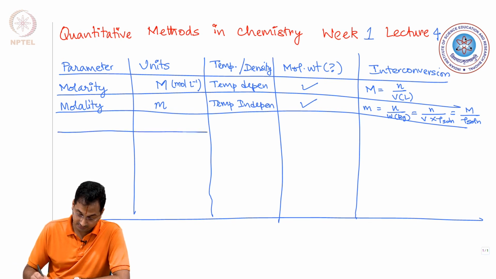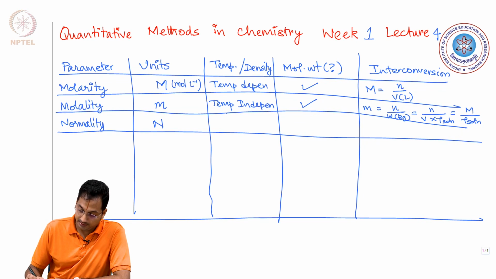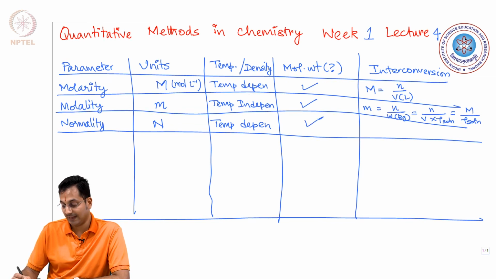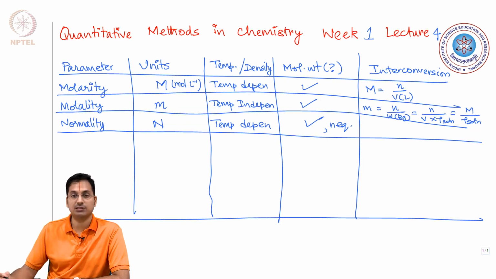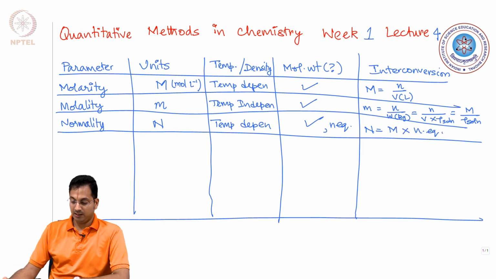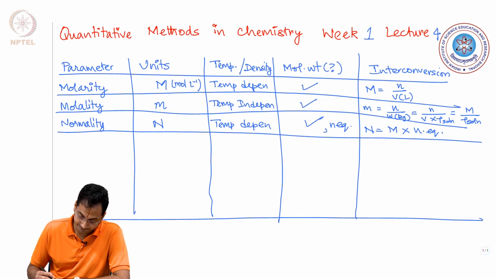The next unit is normality. Normality is given capital N, and this is temperature dependent. Yes, it does require the knowledge of molecular weight and the concept of equivalence. And how does this go? Normality, as we have seen before, is the product of molarity and the number of equivalents. Remember, to define normality, you have to define what reaction you are going to be using the chemical under.